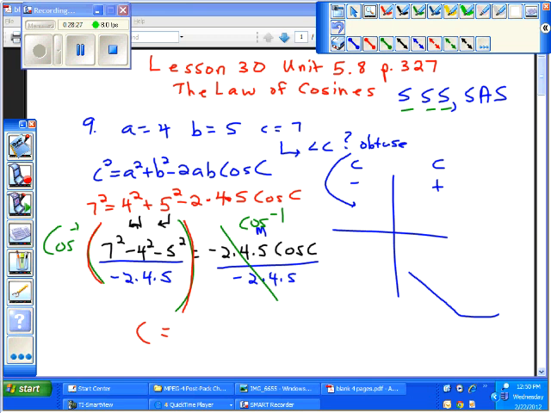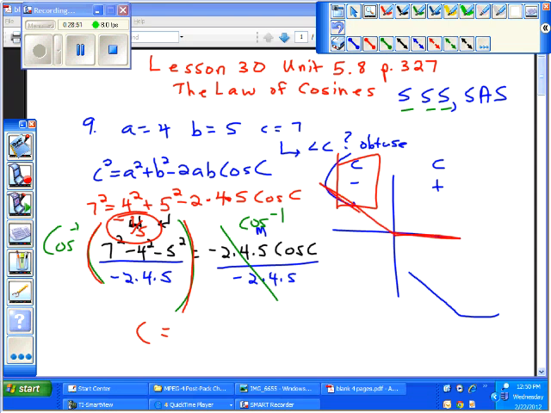Negative 1/5, negative 1/5. Okay, so this is actually a negative what in here? Negative 1/5. Now let's talk about that. It's a good thing we did this. This was the example we wanted. Negative 1/5. If cosine is negative, where are we at?